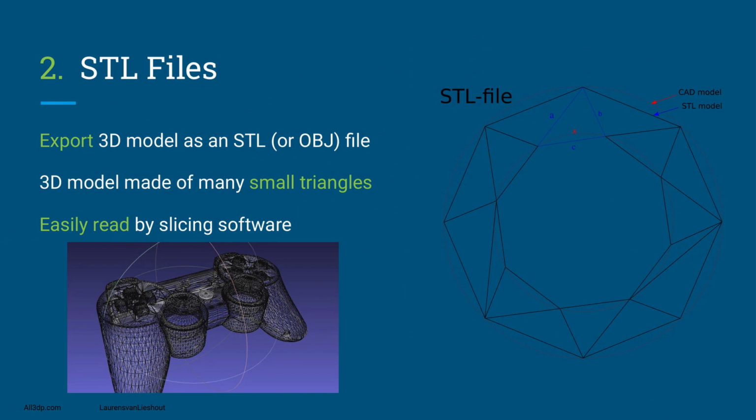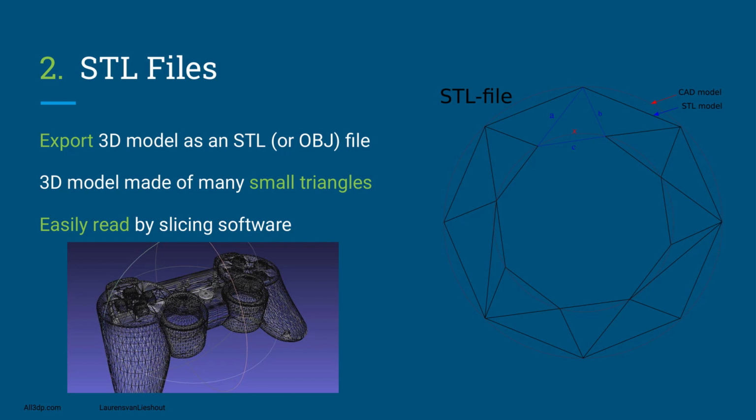So the next step is the STL files. So you're going to export your 3D model if you use a CAD software, or if you find them online, you can just download them as an STL file. And there's also another file type called OBJ that works the same as STL files. So these files are made of many, many small triangles. And these are the 3D model that is easily read by the slicing software, which I will get to in a few slides.